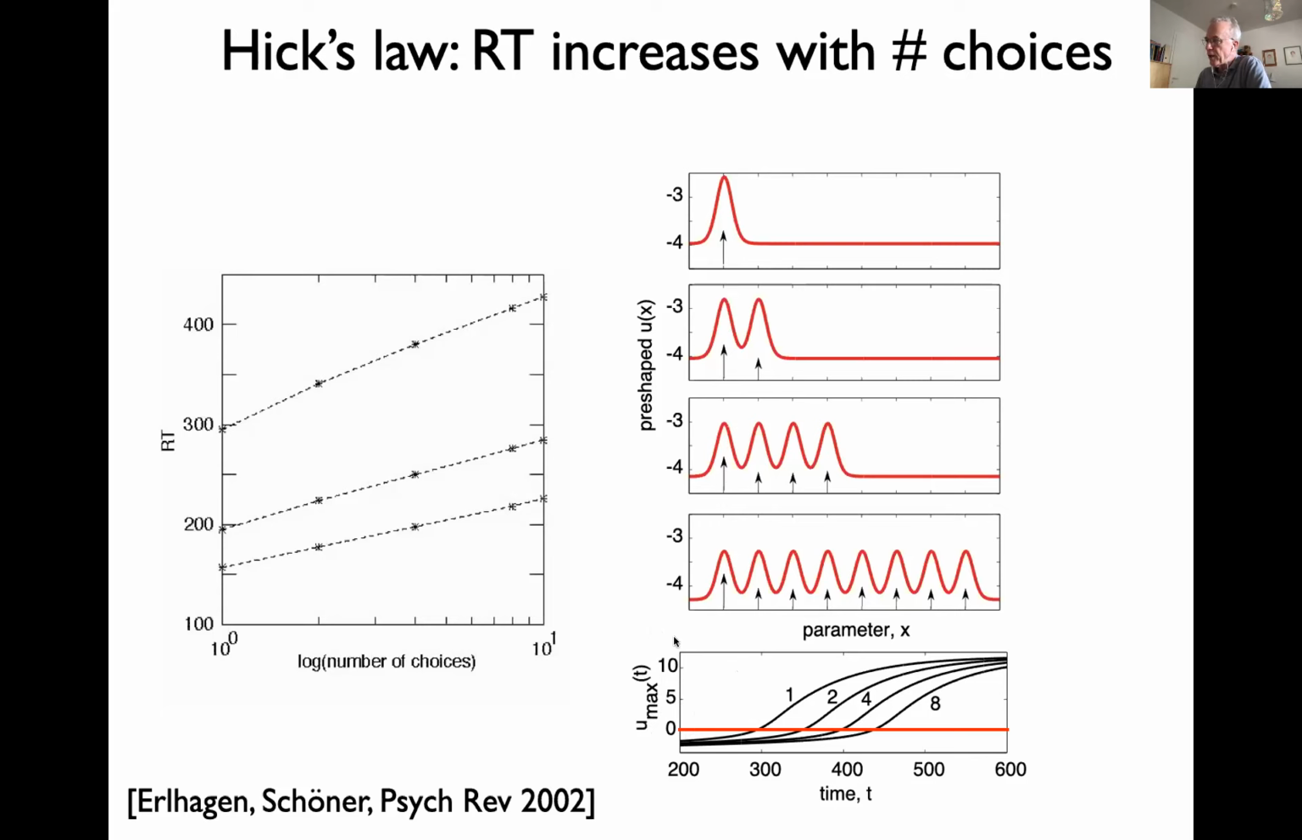How that depends on the number of choices. And you see that the maximum activation arises earlier for 1, then for 2-choice, then for 4-choice, then for 8-choice. And you put some thresholds here. Then when the threshold is pierced, that would be maybe a crude measure of reaction time. And so in the field, where does that come from?